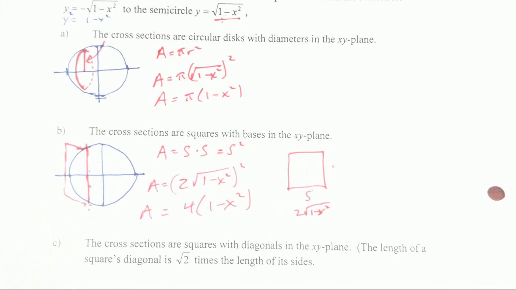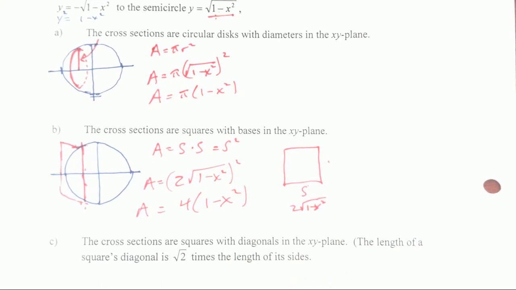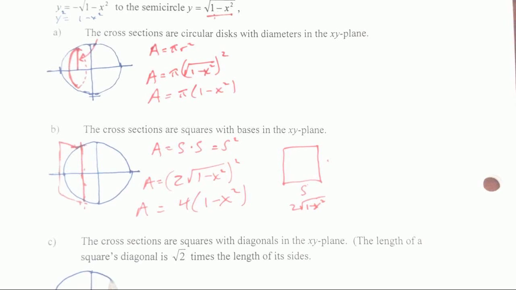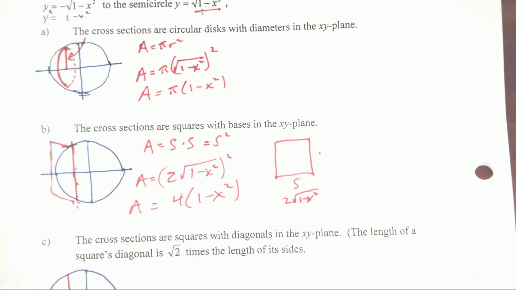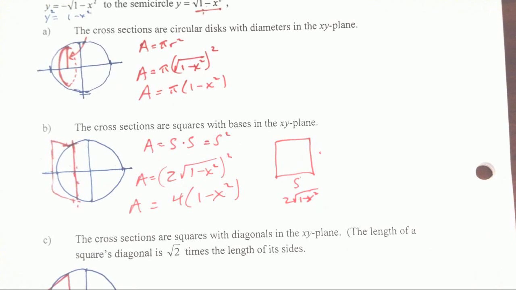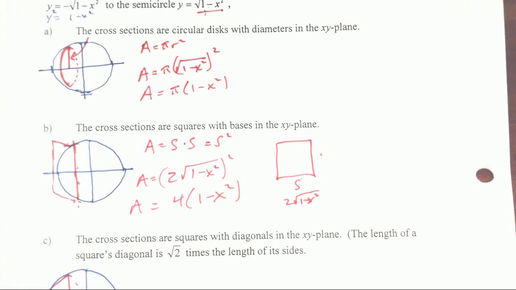The cross sections are squares with diagonal in the xy plane. The length of the square is diagonal. We shouldn't need that hint. So once again, we'll go back to our unit circle. And now we've got something like, this is the diagonal of a cross section. That cross section might look like that. But we still have a square.